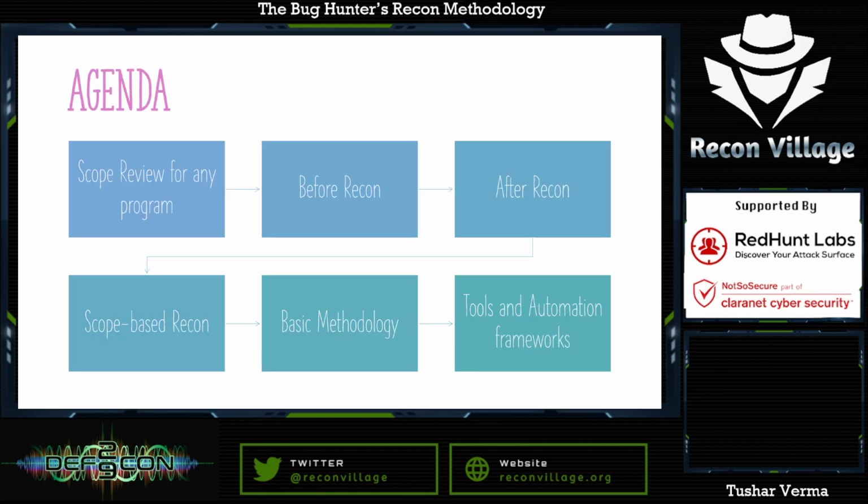So let's see the agenda for this talk. The first thing will be the scope review for any bug bounty program. Then we'll move forward to before recon and after recon, like when we are starting, what kind of information we will be getting from the company which we are testing, and then after recon, what kind of information we will be getting. Then we will move forward to the scope-based recon methodology, and we'll see the benefit of that methodology. Then we'll see the basic methodology.